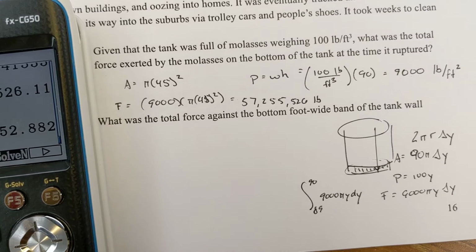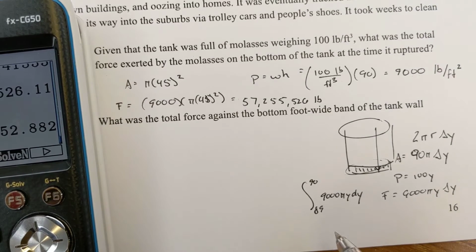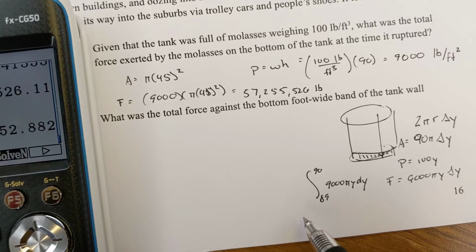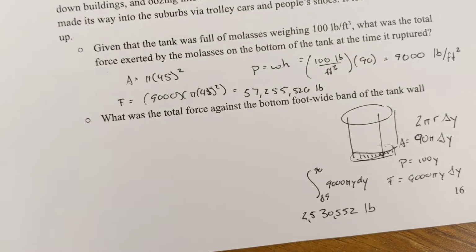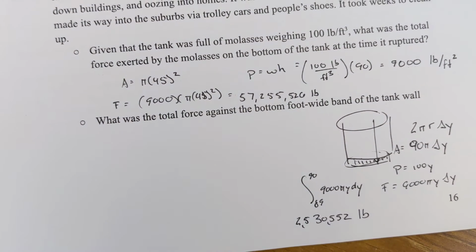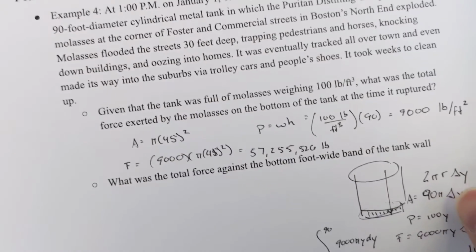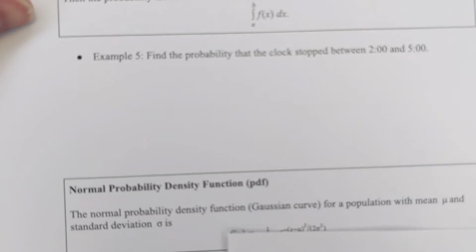So let's see here. Total force was 2,530,552 pounds. So 2,530,552 pounds of force against that bottom wall trying to rupture the tank.